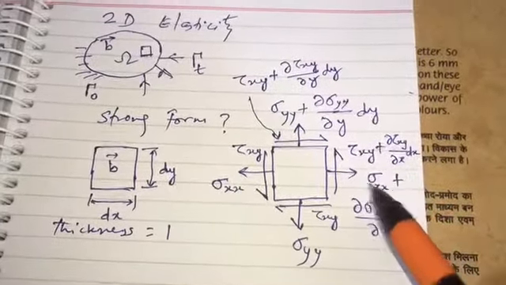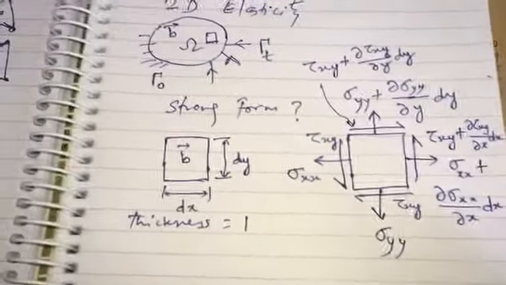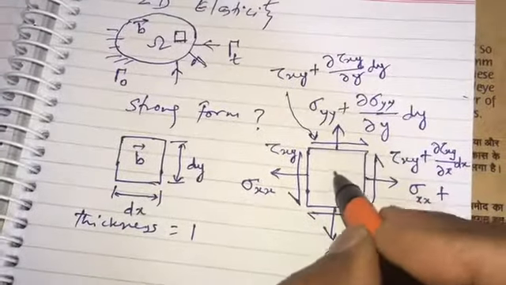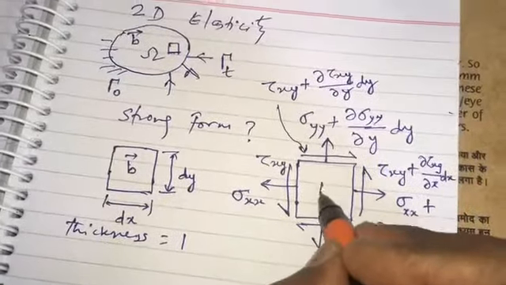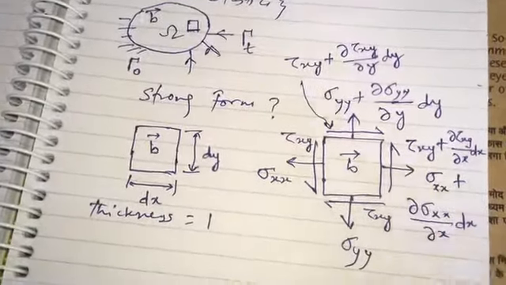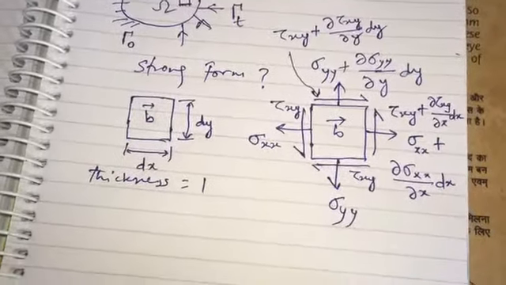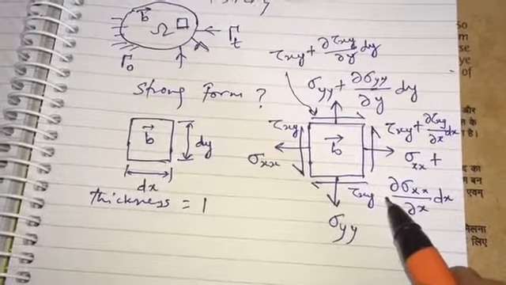The next thing will be to find the equation of equilibrium. So we will apply Newton's second law of motion. Here the body force B will also be there. If you apply the equilibrium equation here, there will be two directions in which we have to apply the equilibrium.